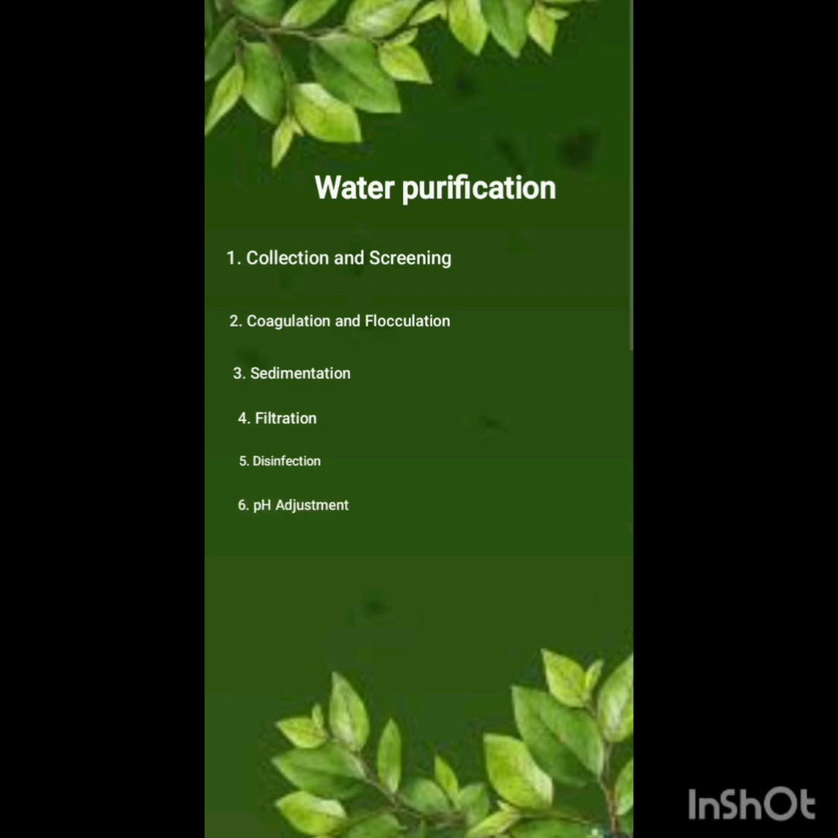Next step is pH adjustment. Lime or other chemicals are added to balance the pH and prevent corrosion in pipes. And last is storage and distribution. The treated water is stored in large reservoirs or tanks before being distributed through pipelines to homes and industries.